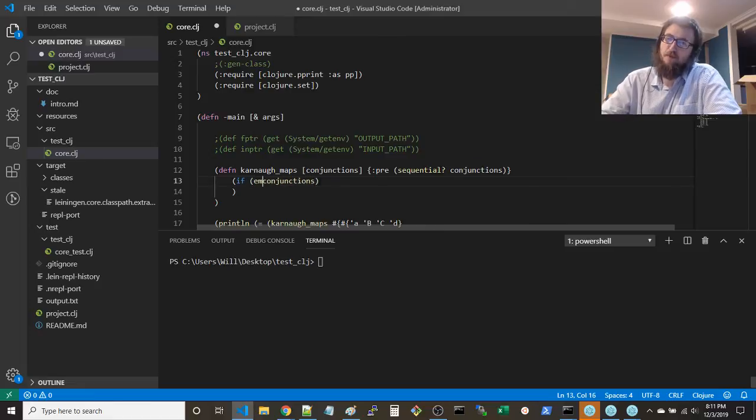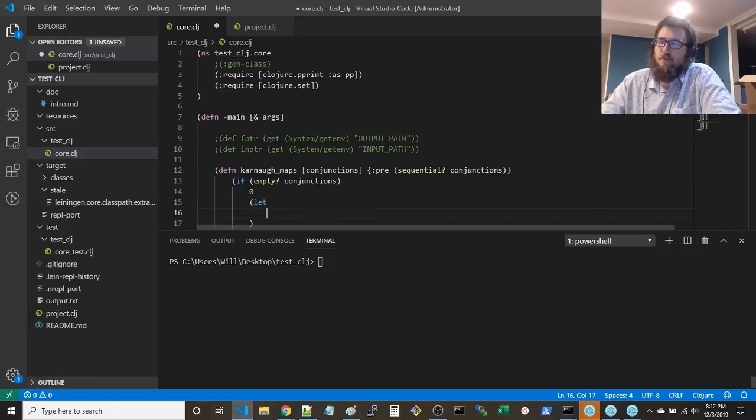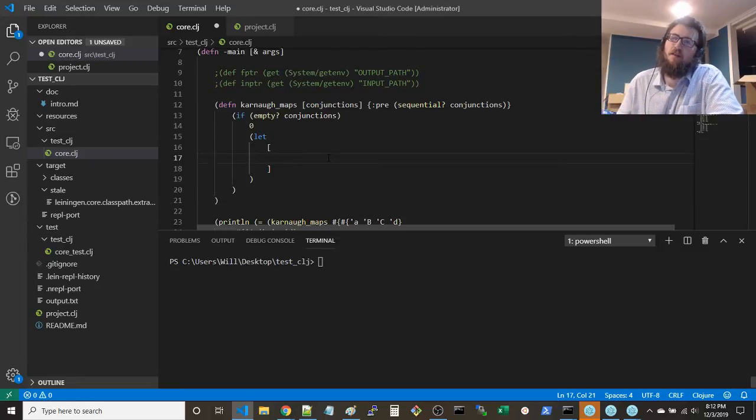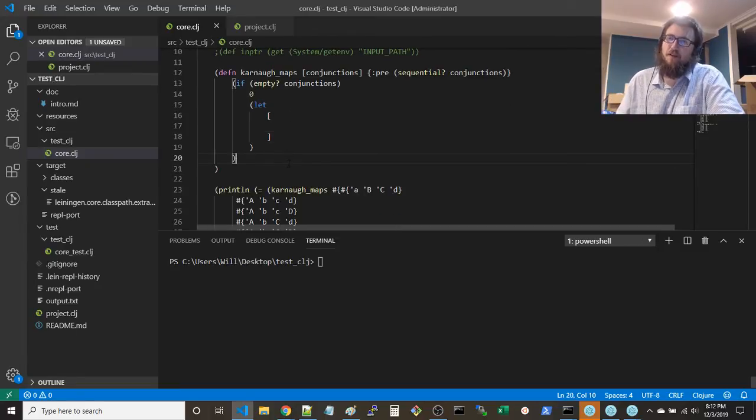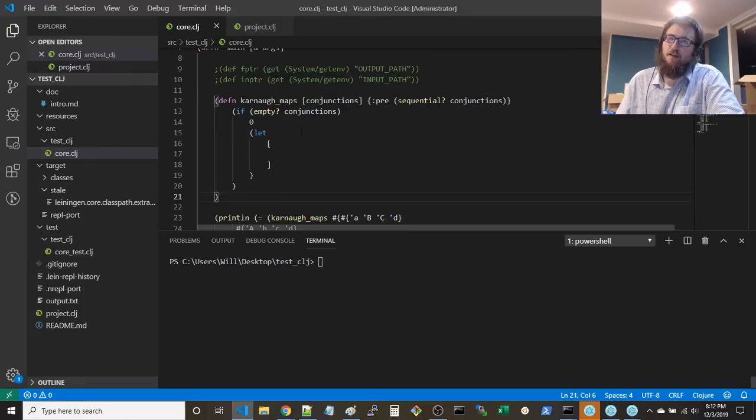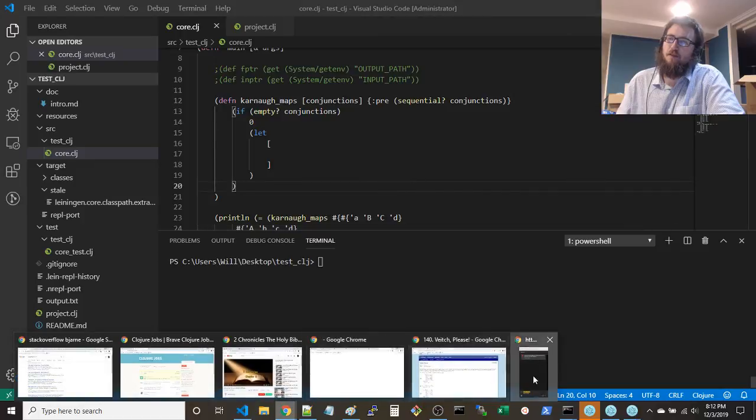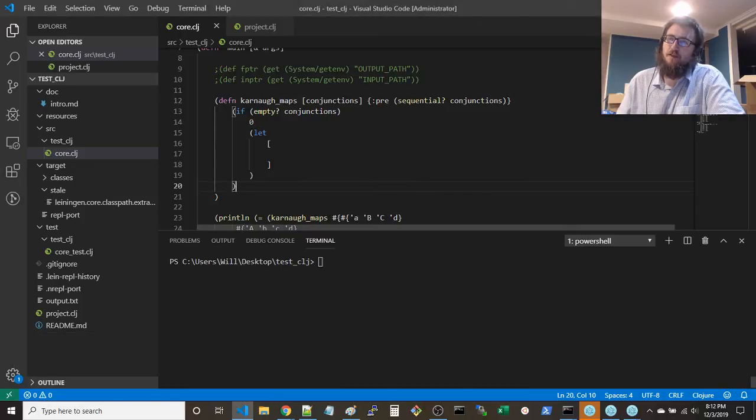If empty, return 0. Otherwise, continue. And probably use a let, more likely than not. And then we'll say, if it's empty, we can do these things.